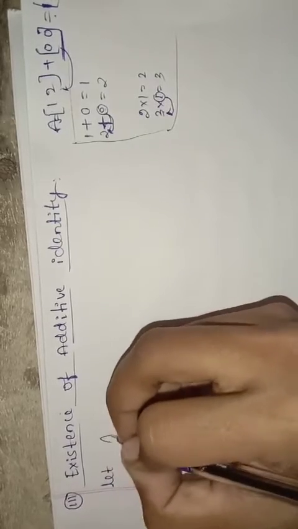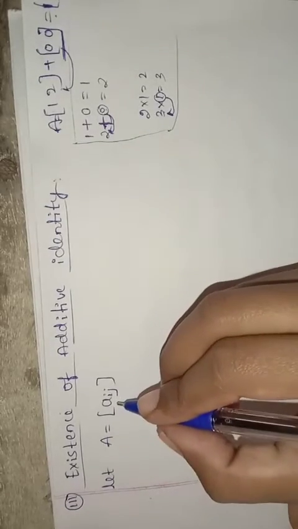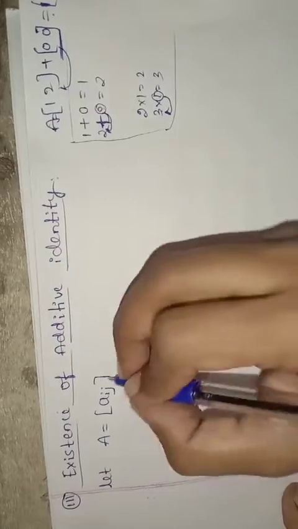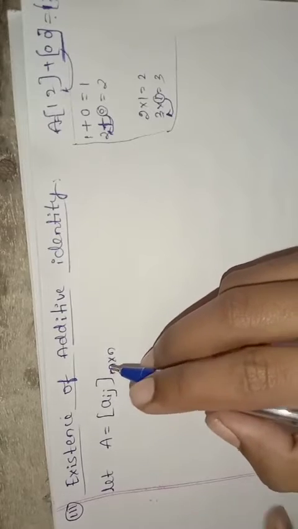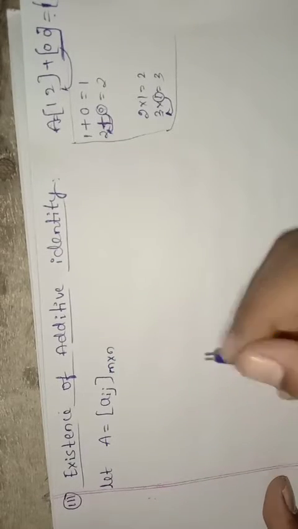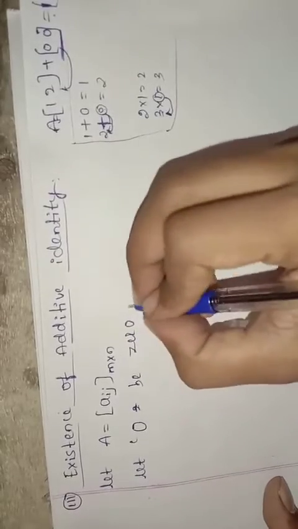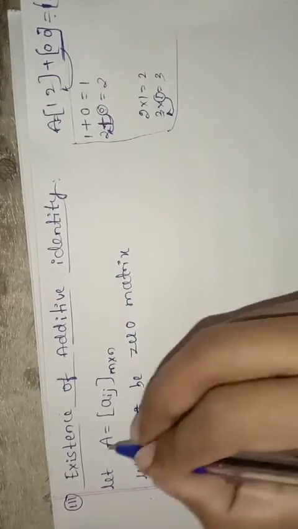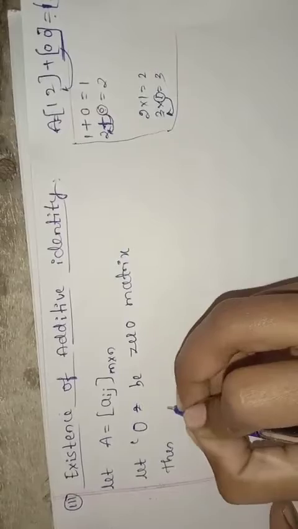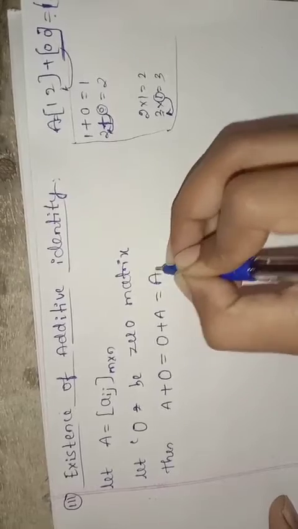See, let A be equal to Aij, a matrix of order m cross n. Write everywhere "matrix of order m cross n". And let O be the 0 matrix. So O be the 0 matrix, A be the Aij. Then you can say that A plus O is equal to O plus A, which is equal to the matrix A again.